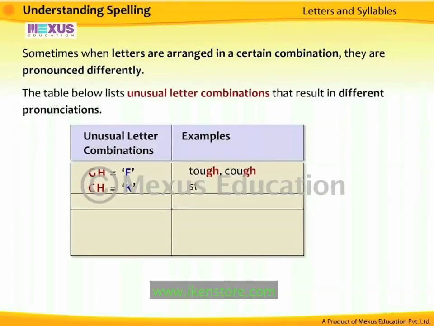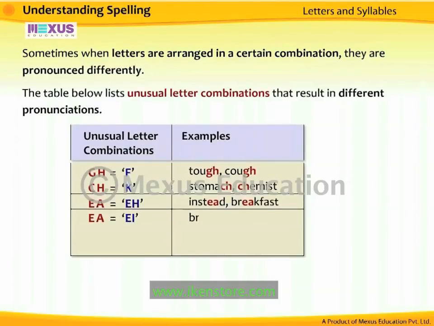The letter combination CH is read as the letter K. So, STOMACH is stomach and CHEMIST is chemist. The letter combination EA is read as eh. So, INSTEAD is instead and BREAKFAST is breakfast.